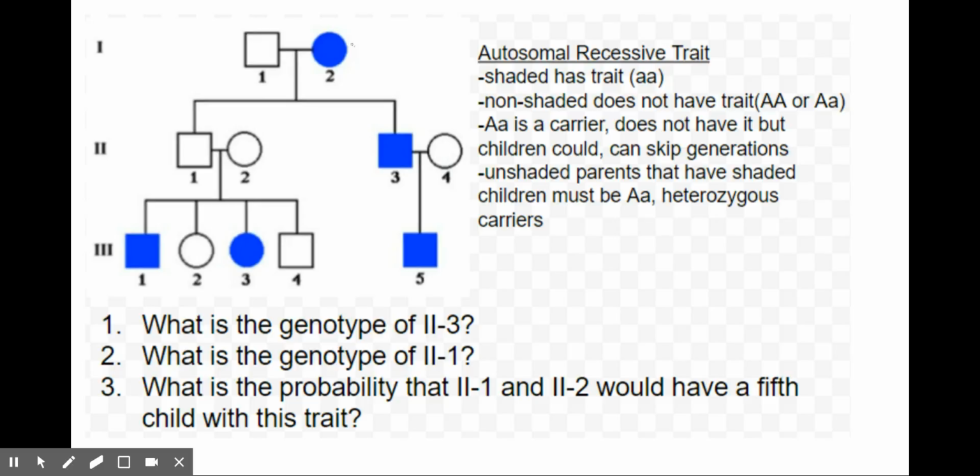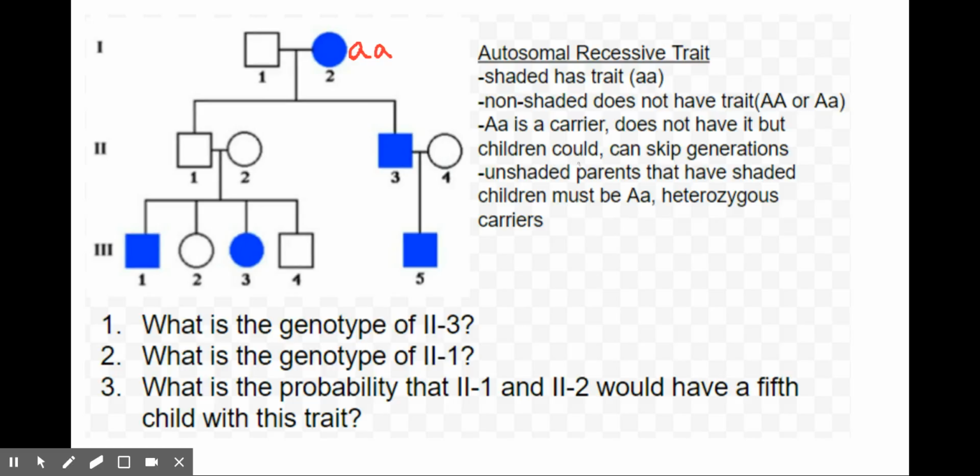So at this point, this has the trait, okay? Now, if we keep on going, AA is a carrier, so it can skip generations. So these could have it, could have the allele, even though they're not displaying the trait. So unshaded parents that have shaded children must be Aa, heterozygous carriers.